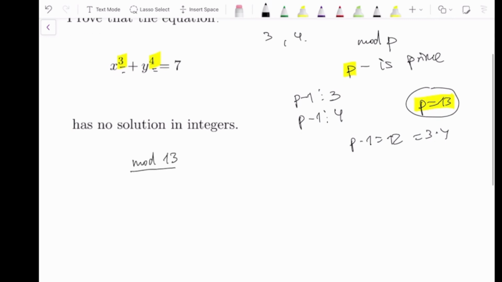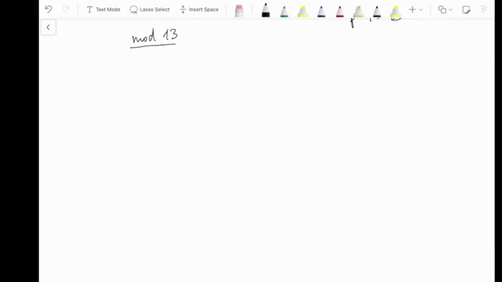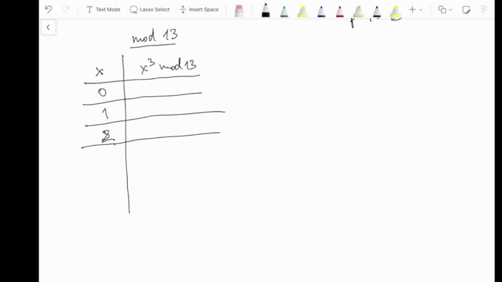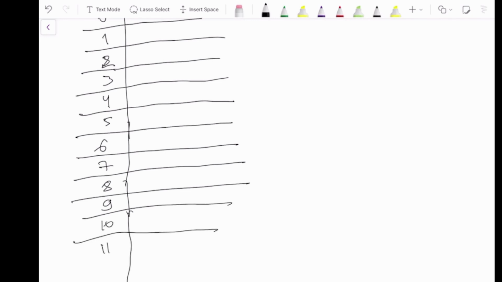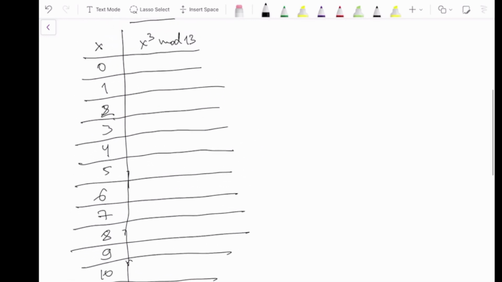To do this, we need to build a table of different residues to help us solve the problem. So let's consider this. We have x and x cubed modulo 13 that we will be figuring out. We need to consider numbers from 0 to 12 to consider modulo 13. So let's quickly find those residues. It will be 0, obviously, 1.